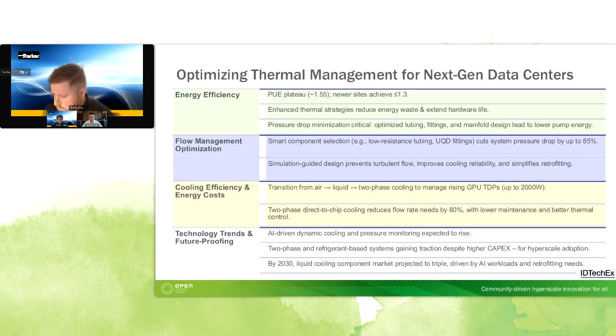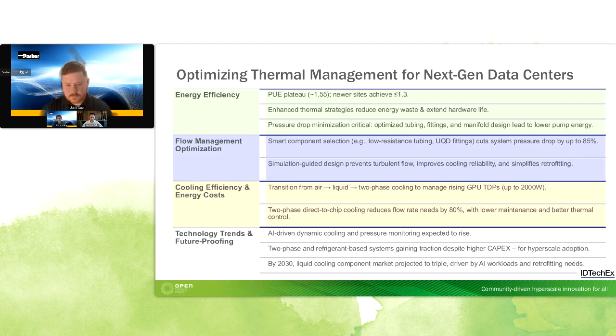So yeah, essentially, the key of today's entire webinar is really about optimizing the thermal management for next generation data centers, with a particular focus on the liquid cooling for data centers and all of the components that play a very important role for data center liquid cooling. So just to wrap up, there are 4 key takeaways that we probably want to emphasize.